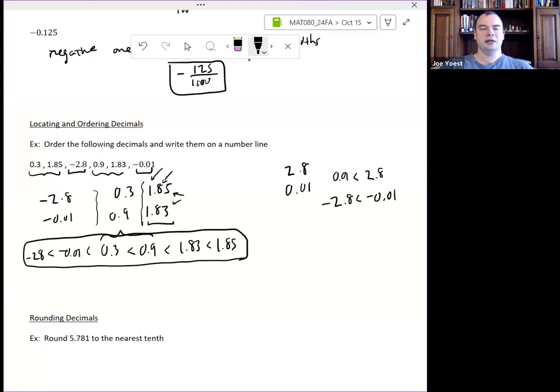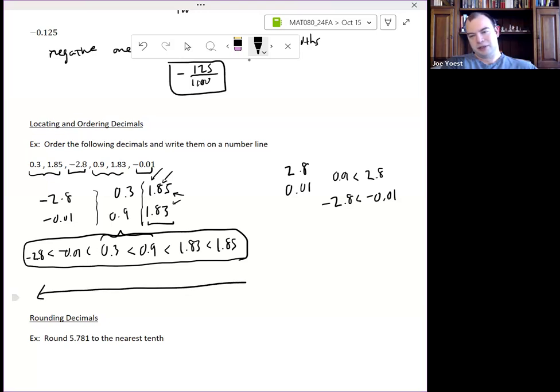It's almost like when you put something in alphabetical order, right? Like the first letter trumps everything else. If the first letter matches, then you go to the second letter, and that trumps everything else. And if the first two letters match, then you go to the third. It's very similar to that.